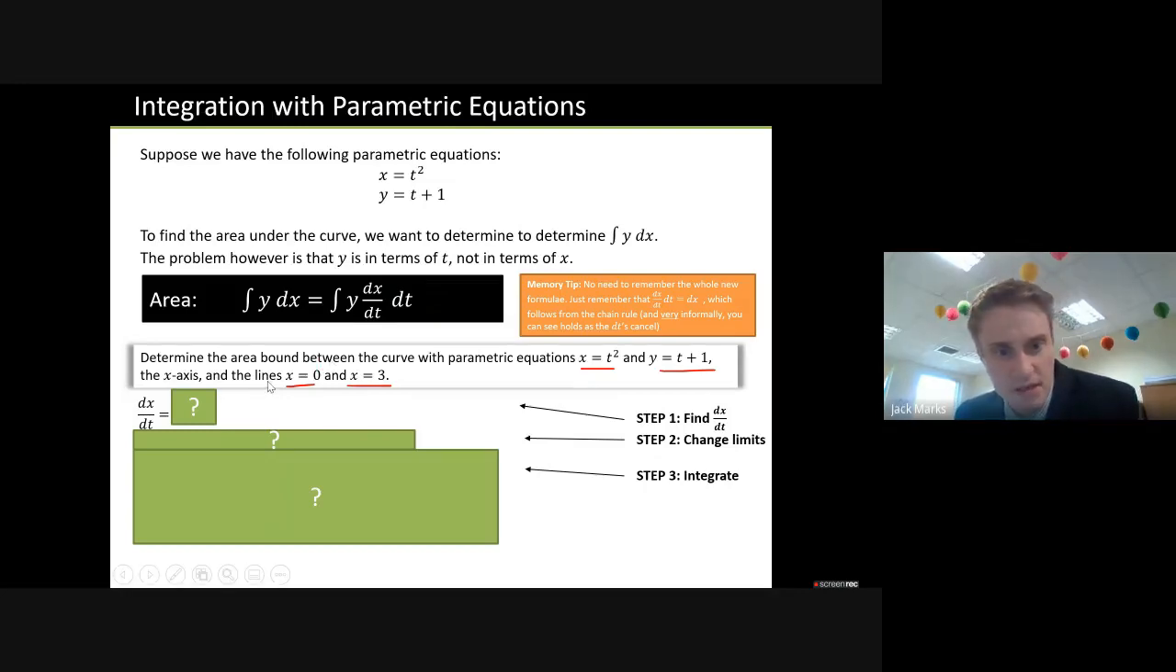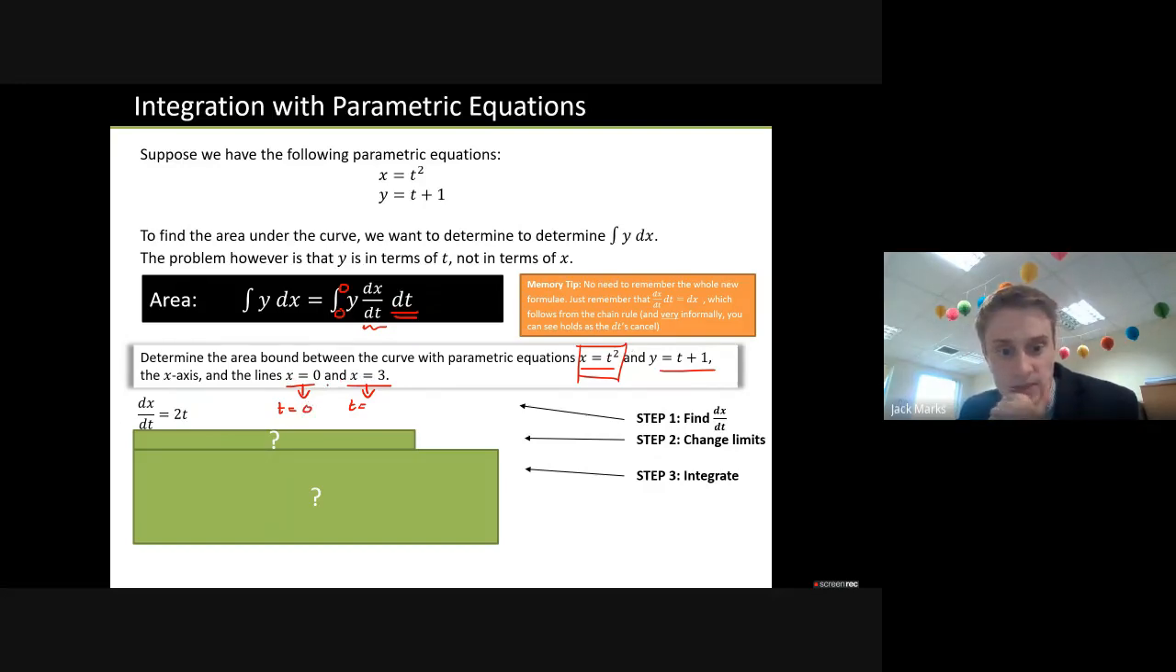So first thing we could do is find out this new part here, dx/dt. And the way to do that is to use this one here. So differentiate the x, that's going to be 2t. Okay, so finding dx/dt. What else do we need to do? Well, because we're integrating with respect to t, our limits are going to have to be in terms of t as well. So here, these limits, they're in terms of x. So how do you turn the x limits into the t limits? You need to use the equation that has x and t in it, which is this one here.